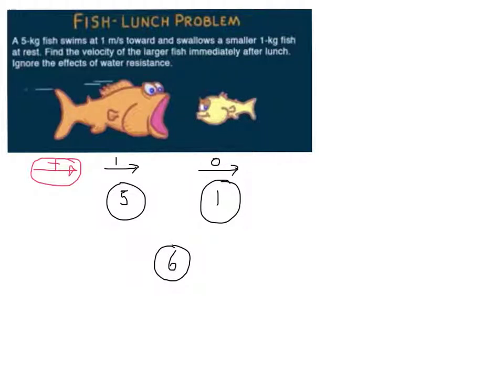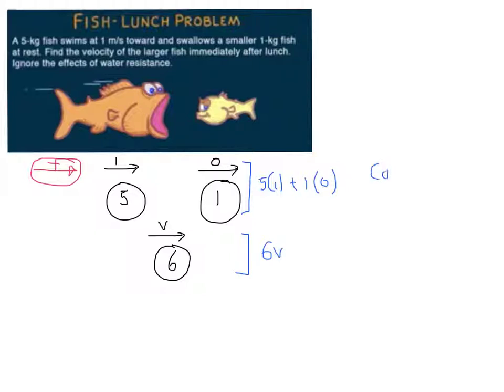We're going to ignore water resistance and ask, what is the velocity afterwards? I'm assuming that after it's eaten its lunch it's going right. This is my positive direction. If this comes out negative, I'll know that it was actually going the other direction, but I doubt that's going to happen. So what's our momentum before? 5 times 1 plus 1 times 0. Let me check: is this positive? Yes. Same direction? Yes. Good. Momentum afterwards is 6v.